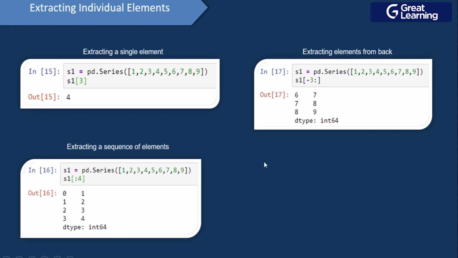And if you want to extract elements from the back side, here we'll have S1 and we'll type in -3 over here. So -3 basically means third element from the end. Third element from the end, when I give in colon, this would mean third element from the end going on till the end. So this is the third element from the end over here. So that is why I'll have 7, 8 and 9. And this is how I'll be able to extract a single element, a sequence of elements from the beginning and a sequence of elements from the back.